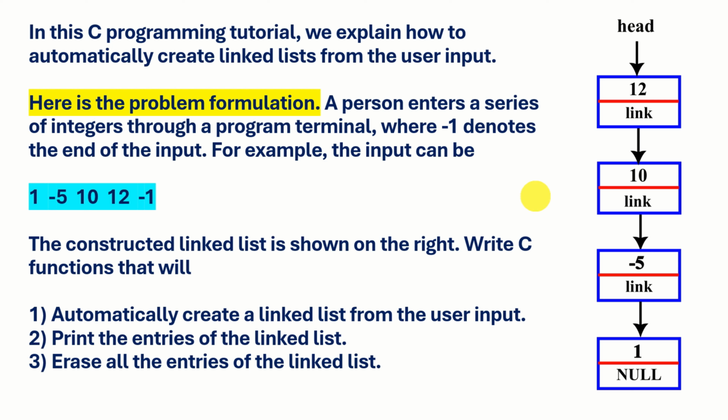A person enters a series of integers through a program terminal where -1 denotes the end of the input. For example, the input can look like this: 1, -5, 10, 12, and -1. This -1 over here denotes the end of the input. The constructed list is shown to the right, over here.